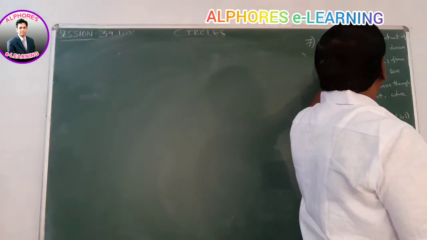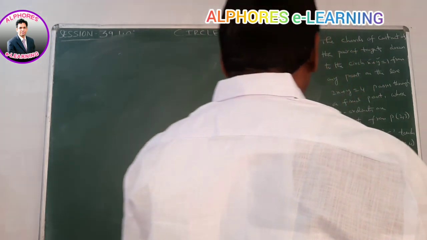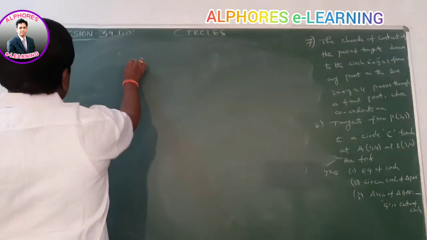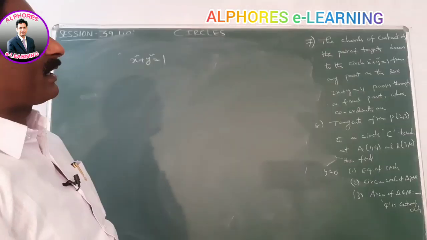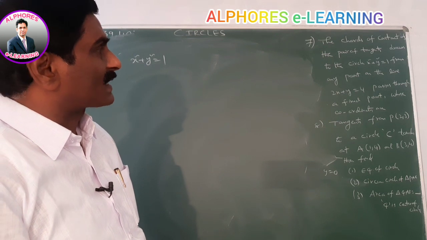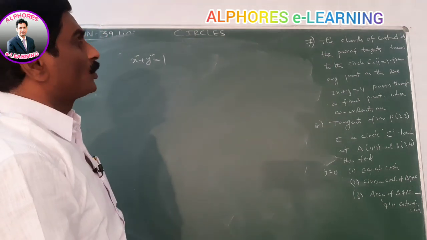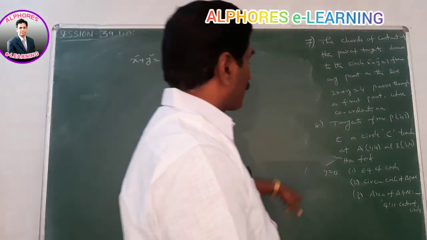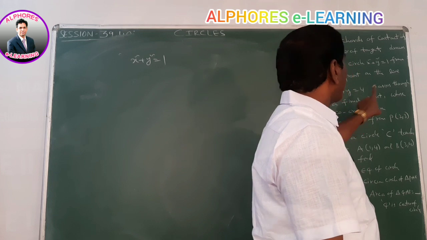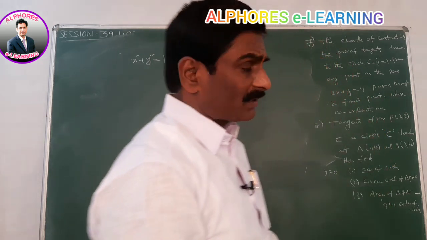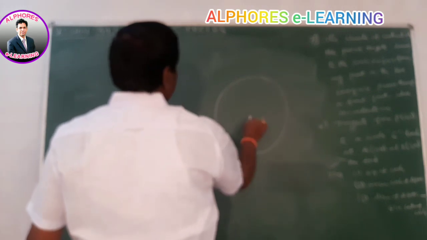The chords of contact of the pair of tangents drawn to the circle x squared plus y squared equals 1, from any point on the line 2x plus y equals 4, pass through a fixed point whose coordinates are dash.